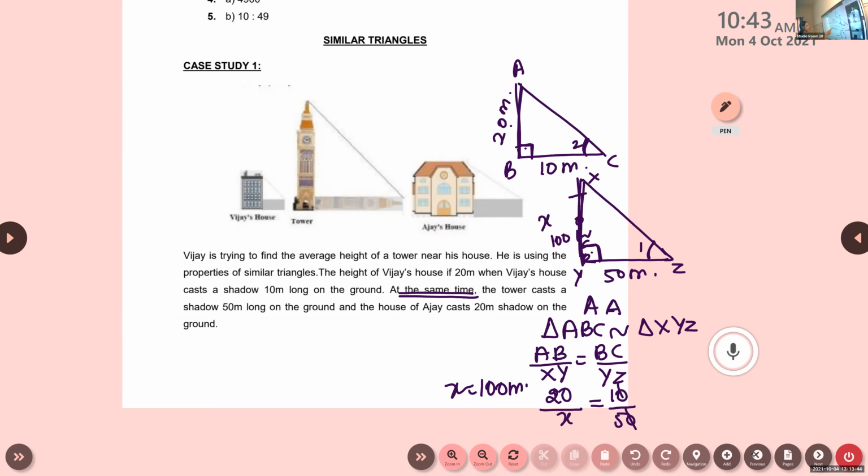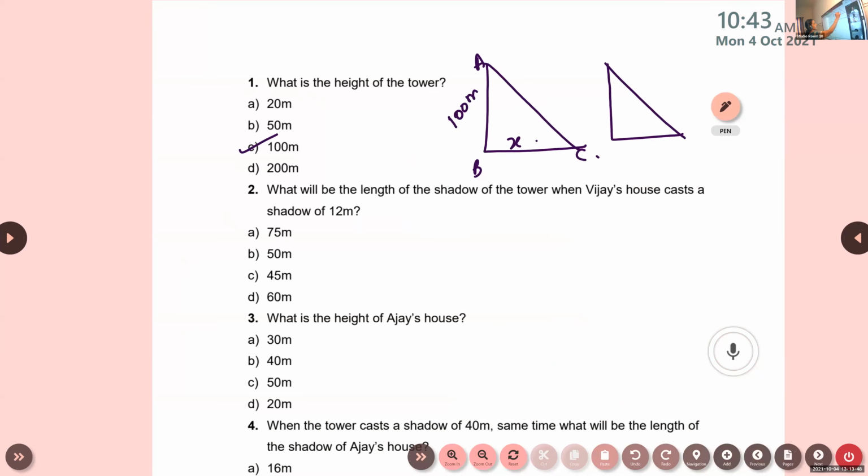Vijay's house is 20 meter. Okay, I'll draw the figure, next figure. Vijay's house height is given as 20 meter. And what is the shadow given here? 12 meter.